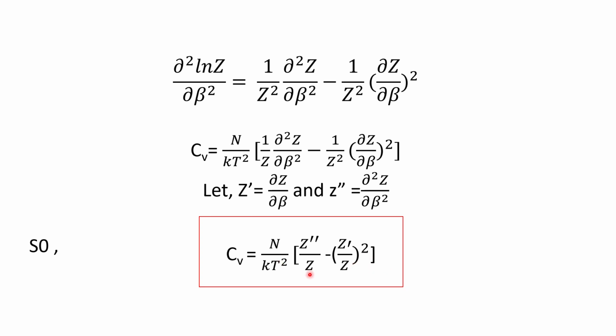So we can write the heat capacity at constant volume in terms of the partition function as Cv = n/kT² into (Z''/Z − (Z'/Z)²).